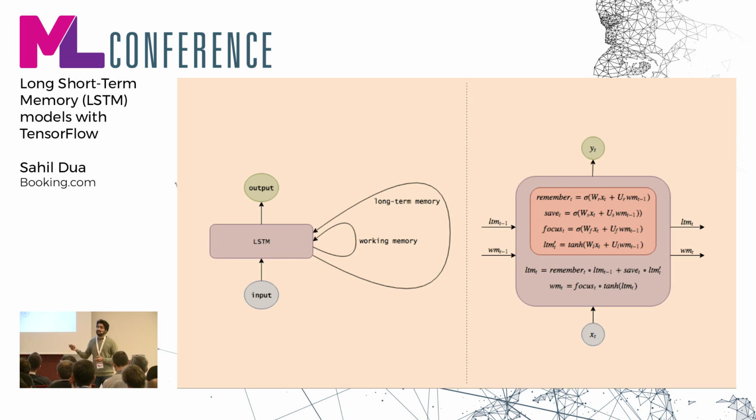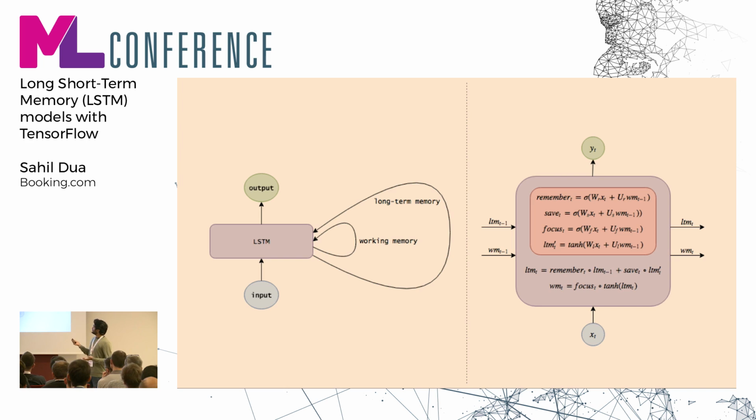For example, in the case of "In Berlin, I had a great time and I learned some of the blank language." So it's going to retain the information about being in Berlin and use that context to detect what language it could be, what word can go in that blank.